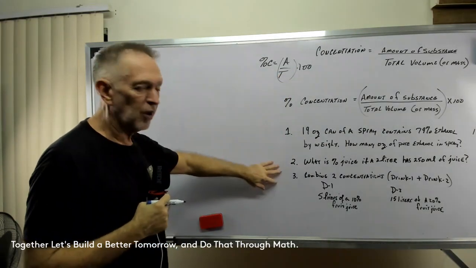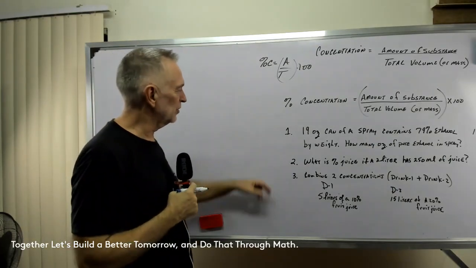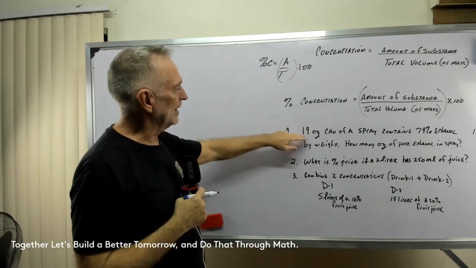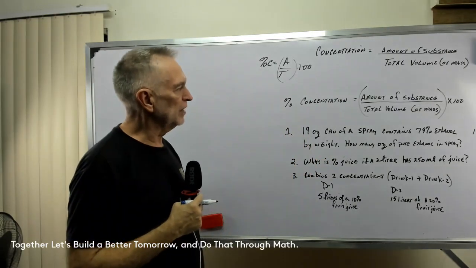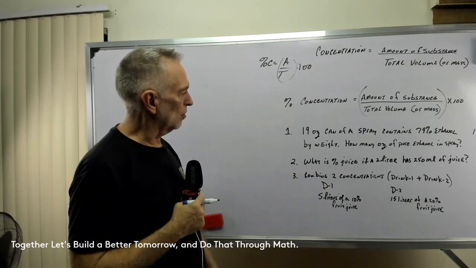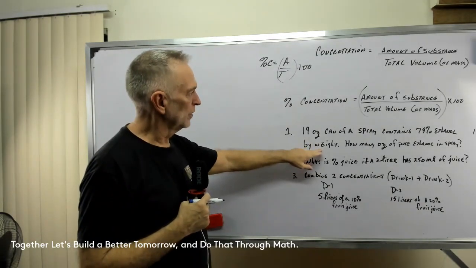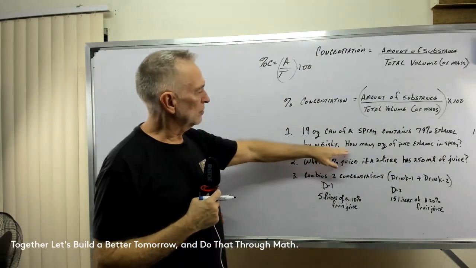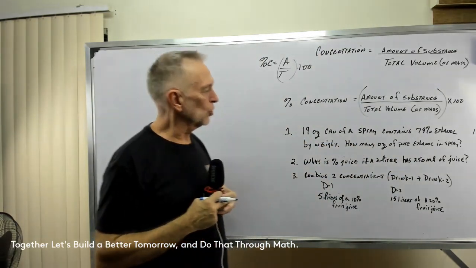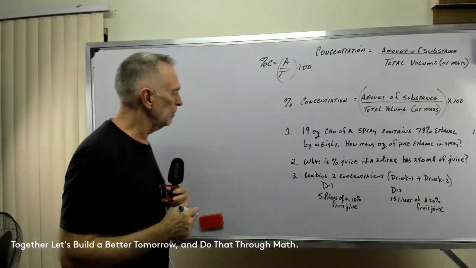So we have three problems here. Oh, this should be good. All right, 19 ounces of a can of spray. It contains 79% ethanol by weight. So when it says by weight, we're looking at mass. Okay, so how many ounces of pure ethanol are in the spray?